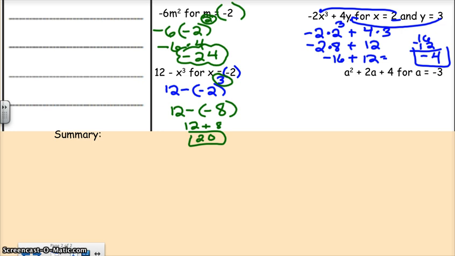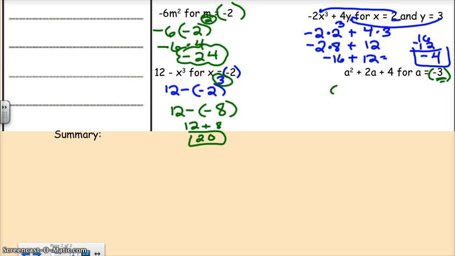Lastly, finally, last example of your day. We're evaluating a squared plus 2a plus 4 for a is negative 3. A is all of that. It's all of negative 3. So I make sure to put it in parentheses.